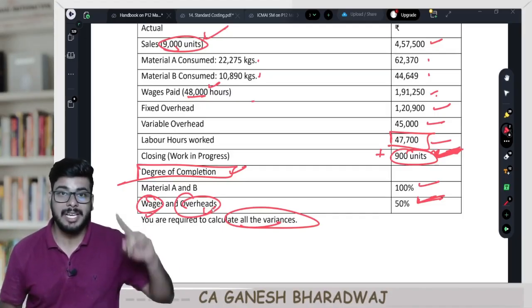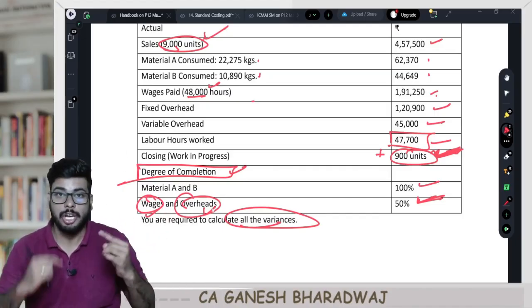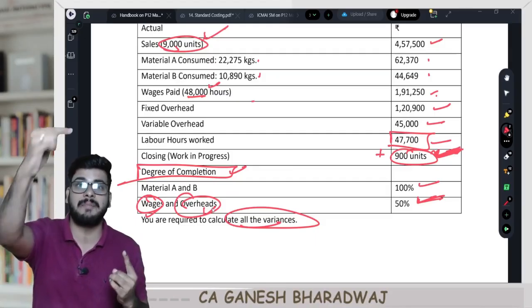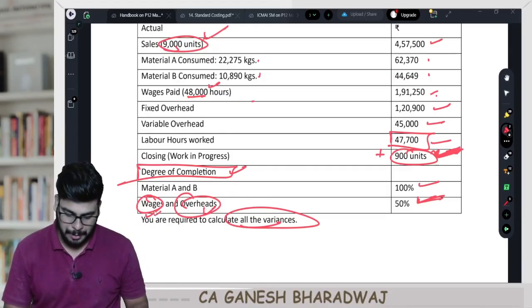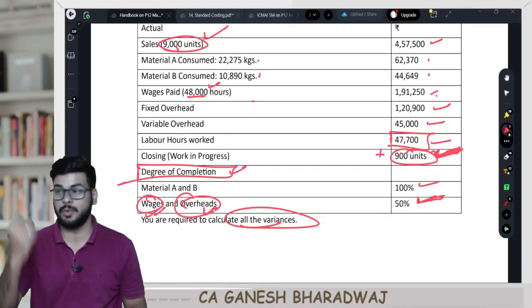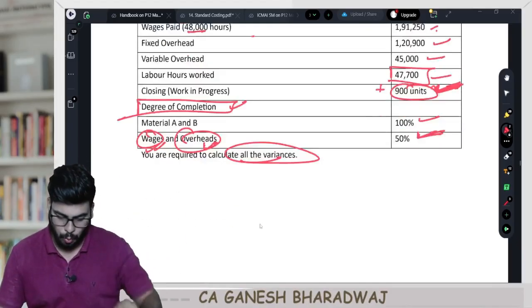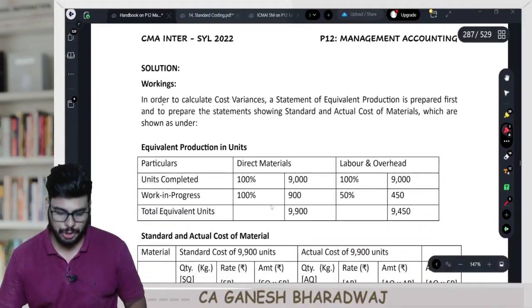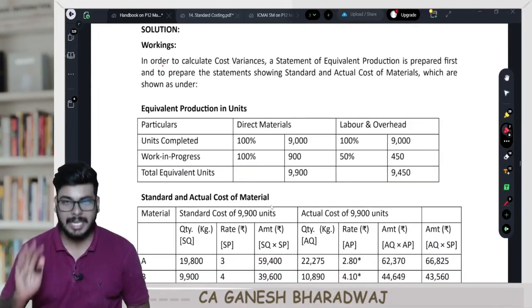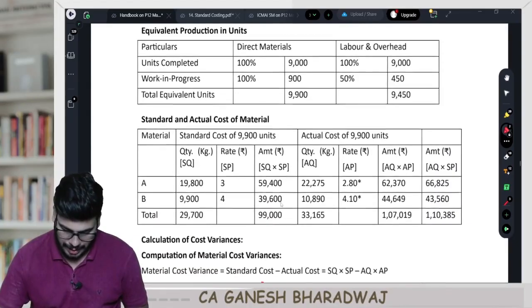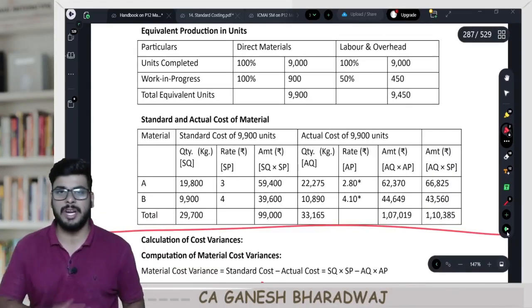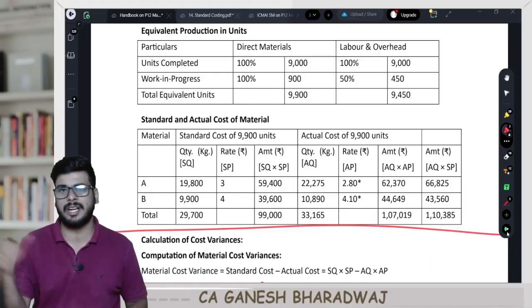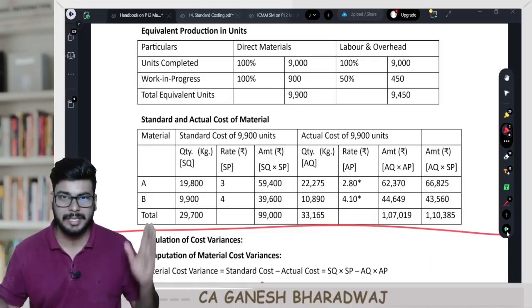So basically, the actual units produced for the purpose of computing my material cost variance will be different, and the actual units produced for the purpose of computing my wages and overheads will be different. Are you clear with this? Let me just walk you through this. In our institute study material, up to this they have done correctly, but for the purpose of calculating variances, left, right and center, there are a lot of mistakes. So that's why I've written the entire question for you.